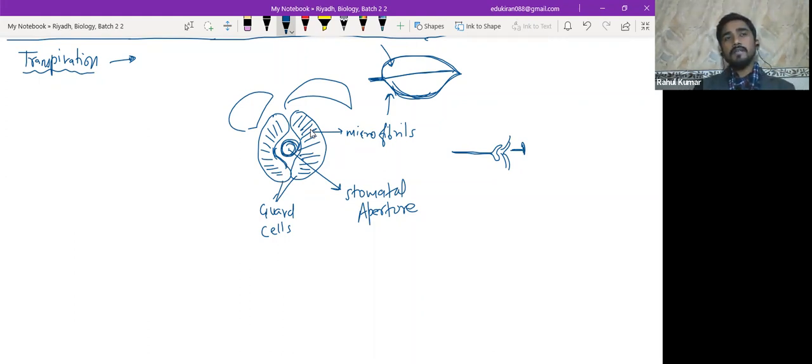Transpiration is the loss of water through evaporation by the plants that occurs through the stomatal aperture.